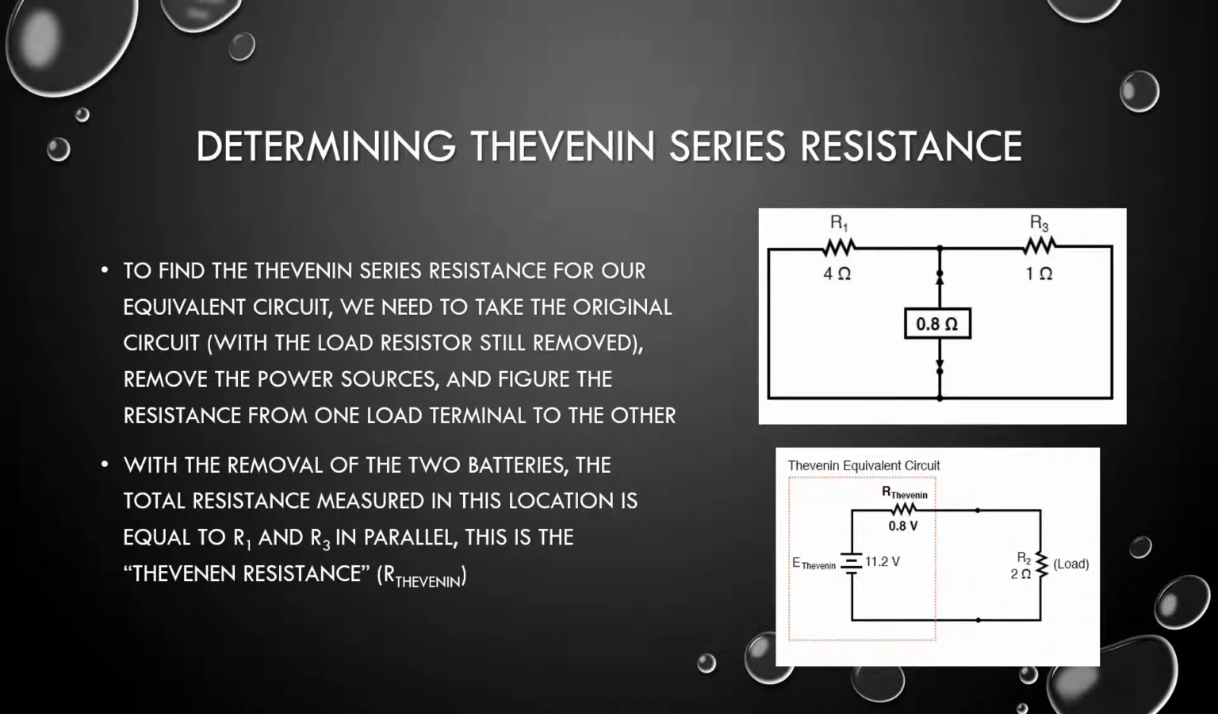Determining Thevenin series resistance. To find the Thevenin series resistance for our equivalent circuit, we need to take the original circuit with the load resistor still removed, remove the power sources, and figure the resistance from one load terminal to the other. With the removal of the two batteries, the total resistance measured in this location is equal to R1 and R3 in parallel, and this is the Thevenin resistance, also known as R Thevenin.